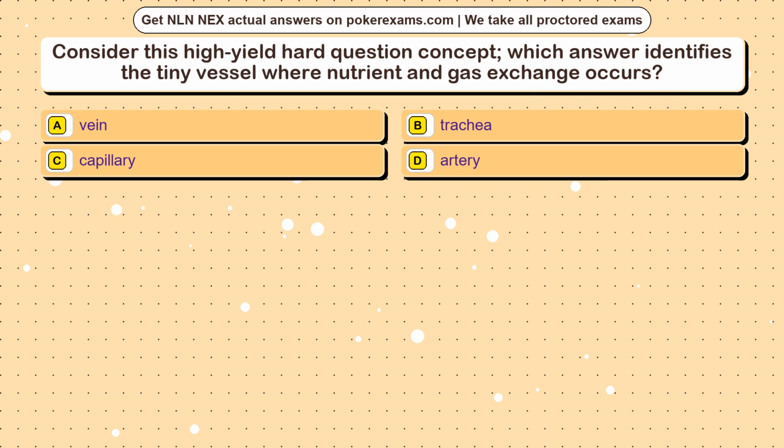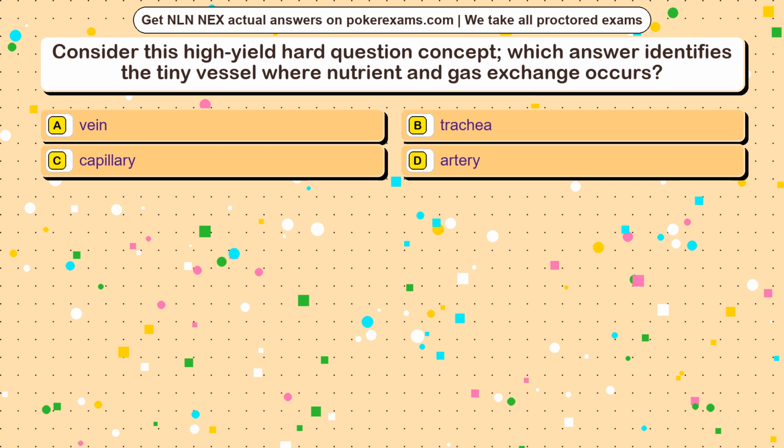Question 18. Consider this high-yield hard question concept. Which answer identifies the tiny vessel where nutrient and gas exchange occurs? Option A, vein. Option B, trachea. Option C, capillary. Option D, artery.